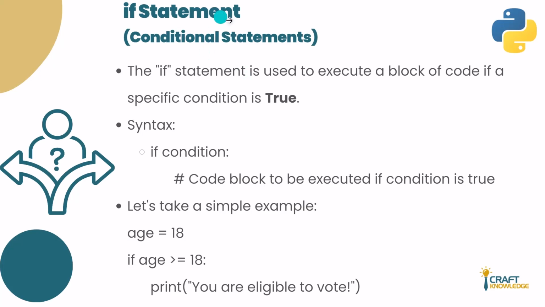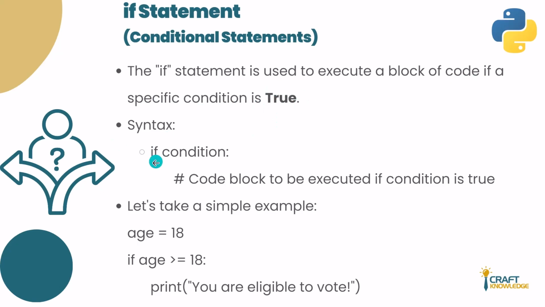Okay, so the first part of conditional statements or decision making is the if statement, right? The if statement is used to execute a block of code. I hope you know what a block of code is. If not, then don't worry, I'm going to let you know in the practical. So it is used to execute a block of code if a specific condition is true, right? This true is basically the Boolean value.